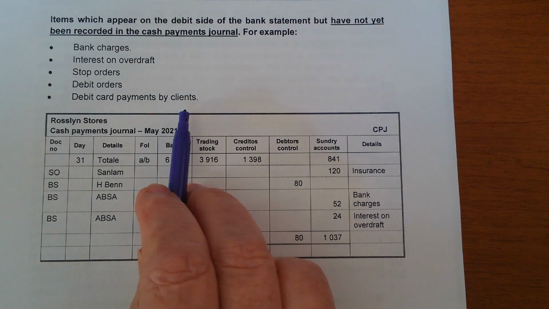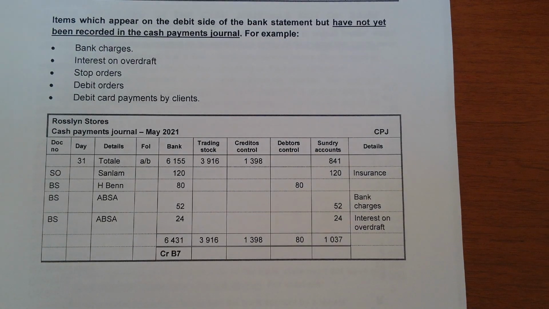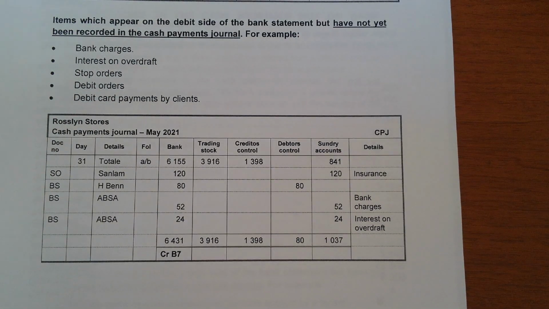Okay, debit card payments by clients. So we can make payments out of our bank account, either we go and withdraw cash at the bank or the ATM, or you can pay with the EFT, so you transfer money electronically from your account to the account of the people who must receive the money, or you can do a debit card payment where the debit card is linked to the bank account of the business, and the bank will immediately, when you use that debit card, transfer the money from the account of the business to the account of the people receiving the money.